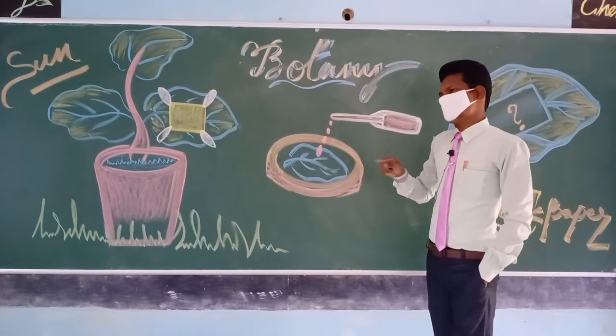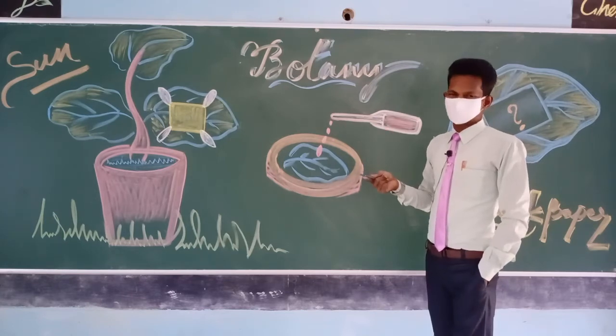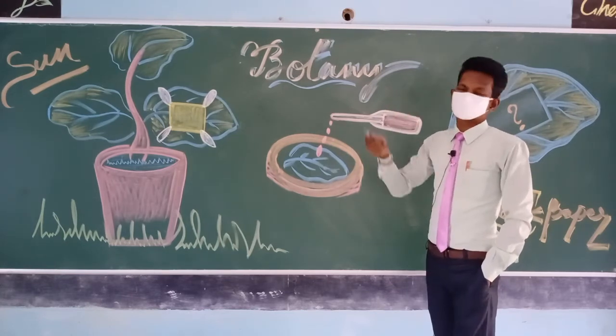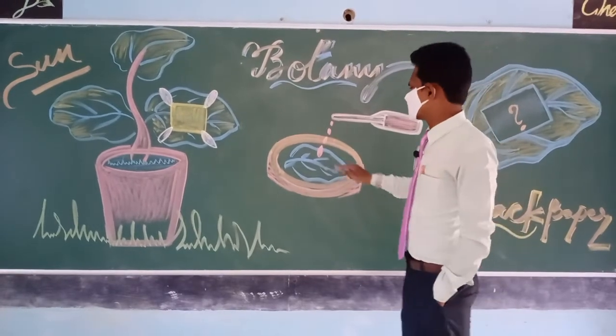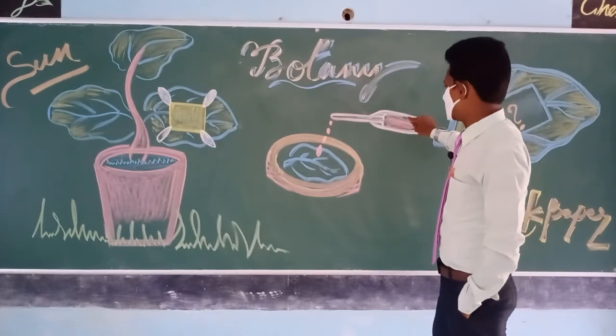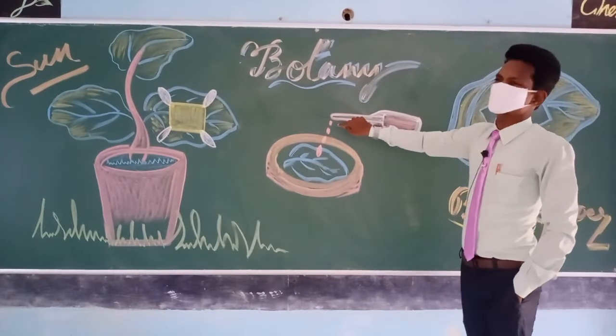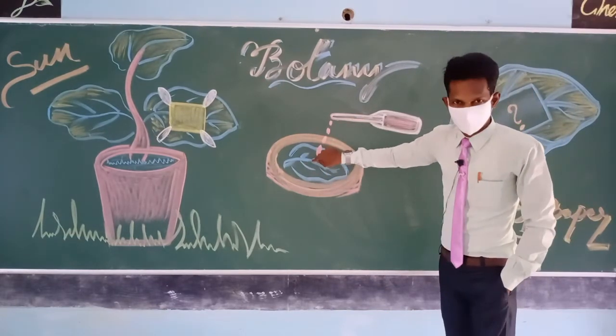That entire process comes under one more activity. That activity will be discussed in the next video. So after doing all those processes, the leaf should be transferred onto the petri dish. Then with the help of a dropper, we add iodine drops or betadine drops on the entire surface of the lamina of the leaf.